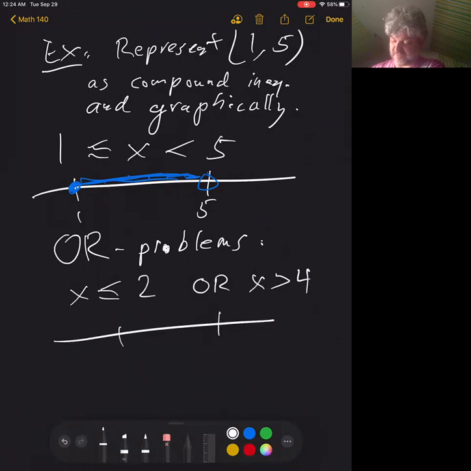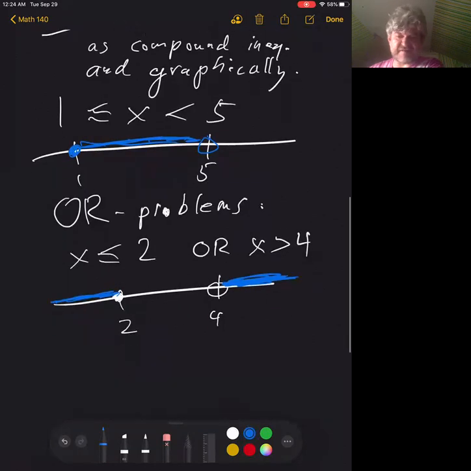Mark the 2, mark the 4. The 2 is included, so full circle. 4 is excluded, hollow circle. And then what? Less or equal to 2 sits here. Greater than 4 sits there. If there's no definite endpoint, it would mean it goes on forever. So that is the entire number line except for this interval of length 2 between 2 and 4.